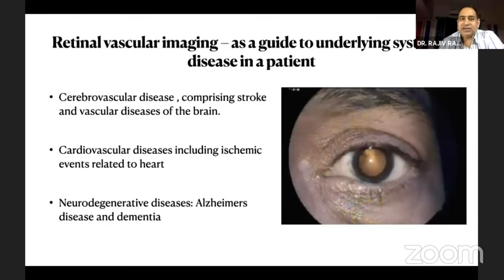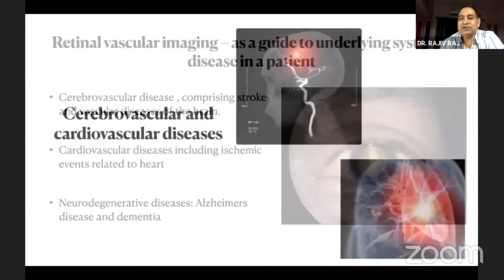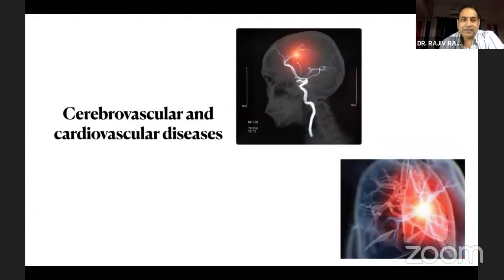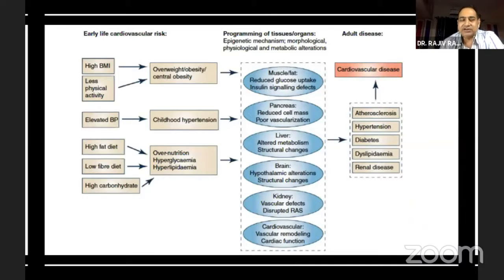It has been used in three conditions. One is cerebrovascular disease, which comprises stroke and vascular diseases of the brain, then cardiovascular disease, including ischemic events to the heart, and to some extent, more recently, work is being done on Alzheimer's and dementia. And very rightly, it has been said that the eye is a window to the body. So let's first look into cerebrovascular and cardiovascular events.